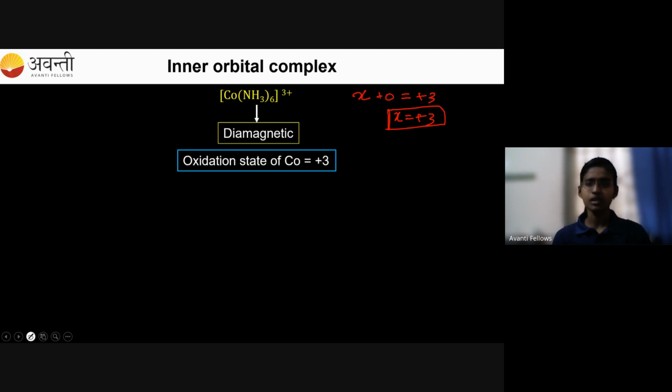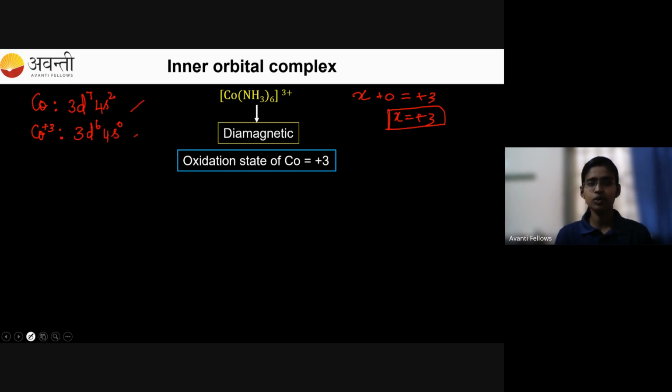Now, I'm going to show you the orbitals and the electron occupation of the d orbitals of cobalt. So what is the general electronic configuration of cobalt? It is 3d7 4s2. Now cobalt is present in +3 oxidation state. So what I have to do? I have to remove 3 electrons, right? So I will get 3d6 and 4s0 configuration.